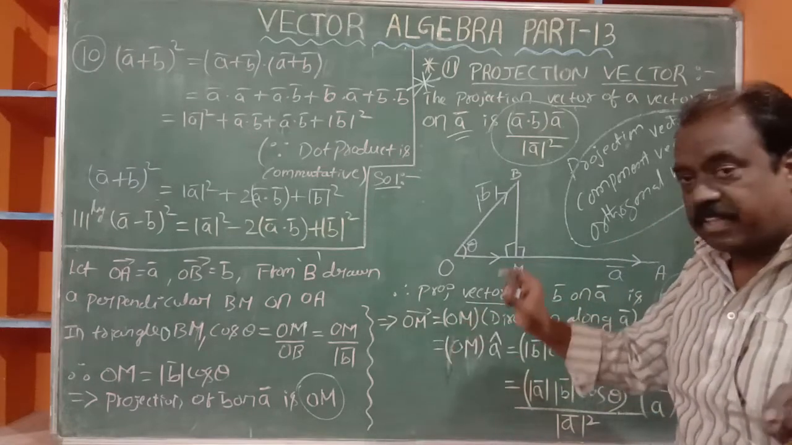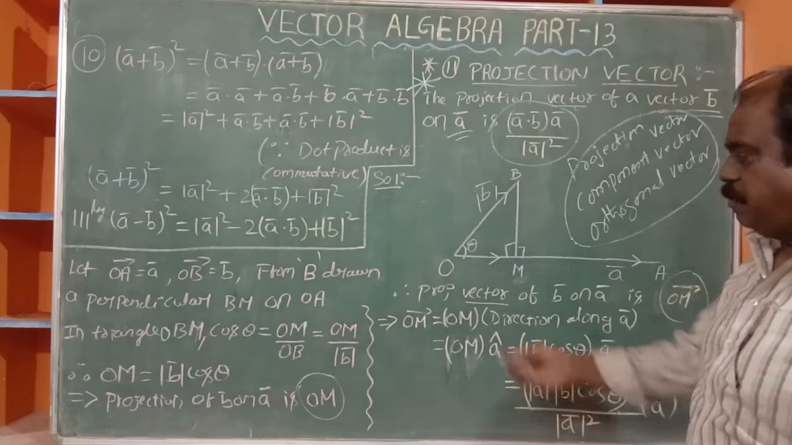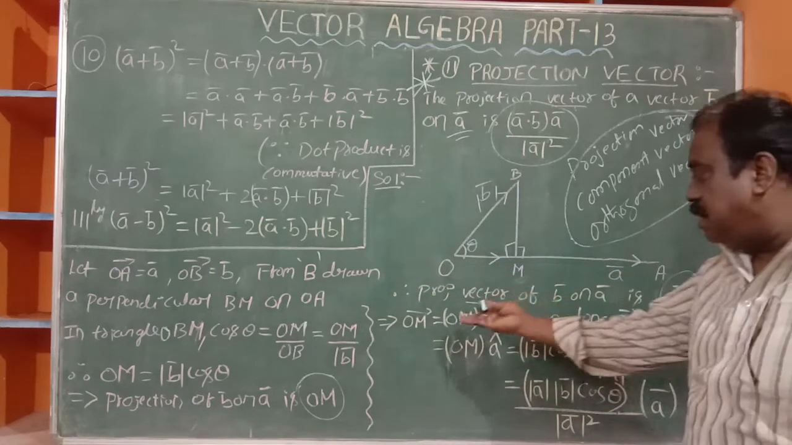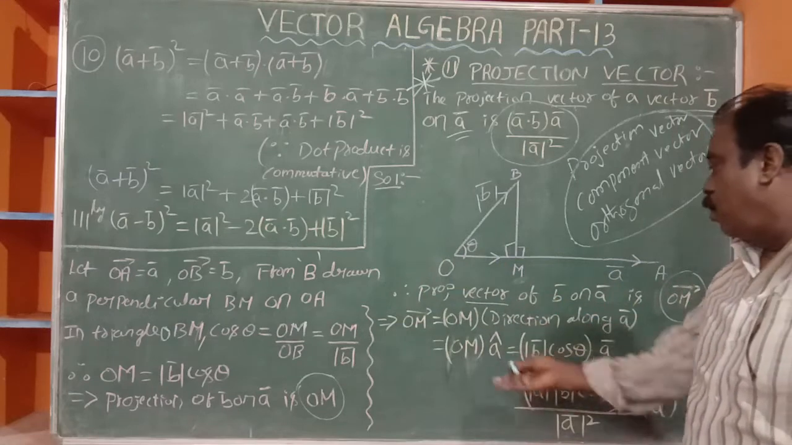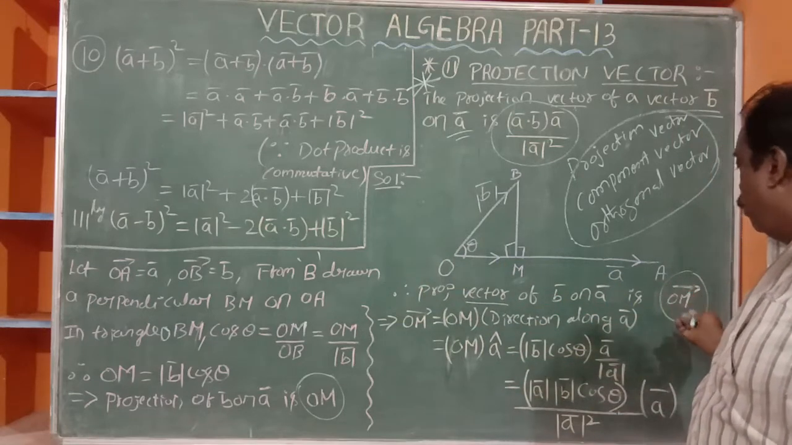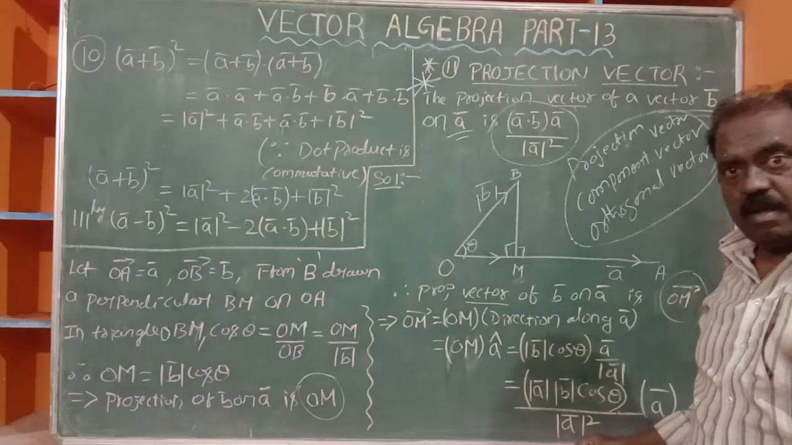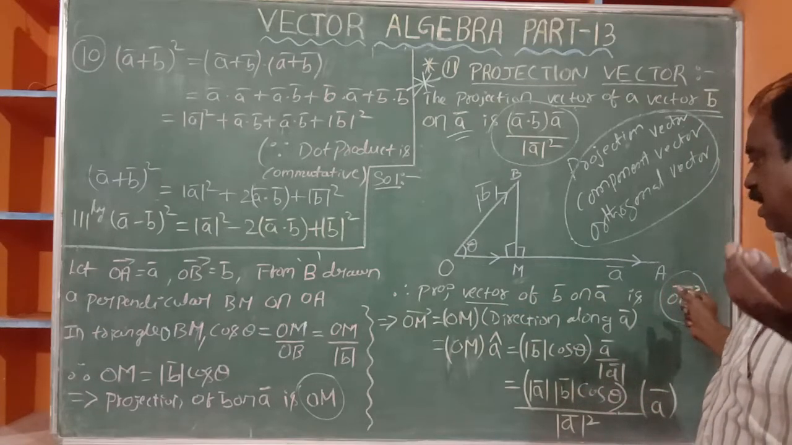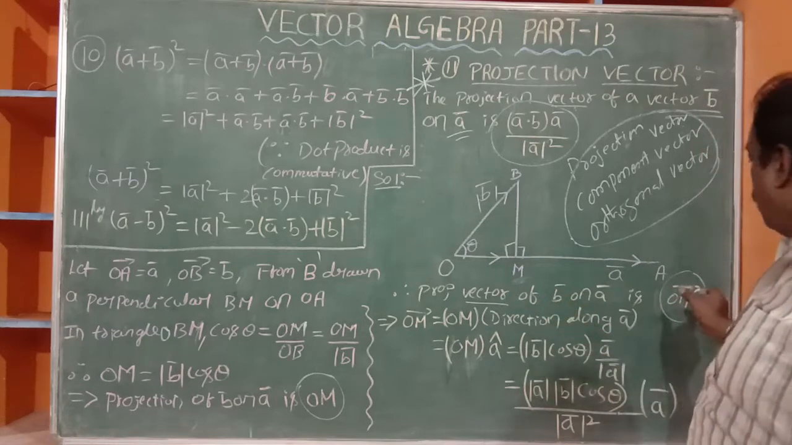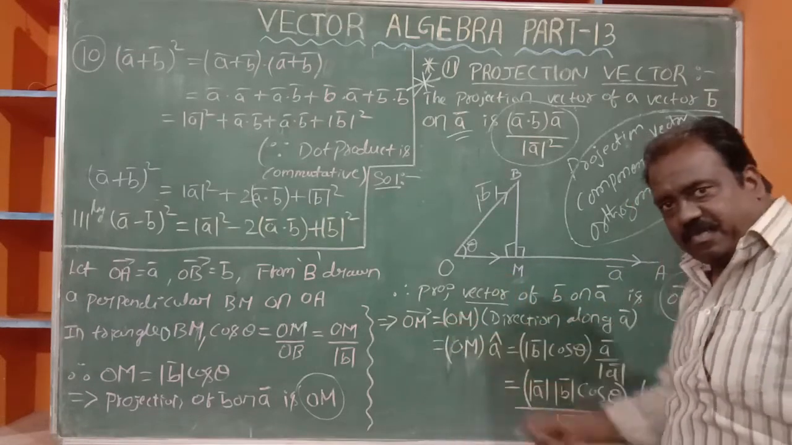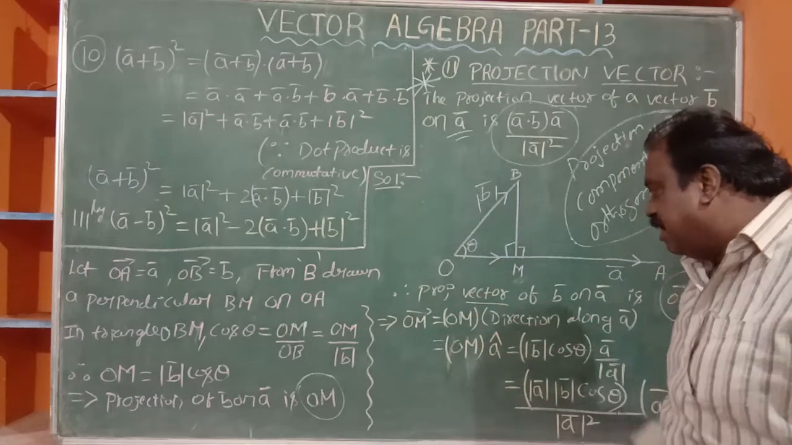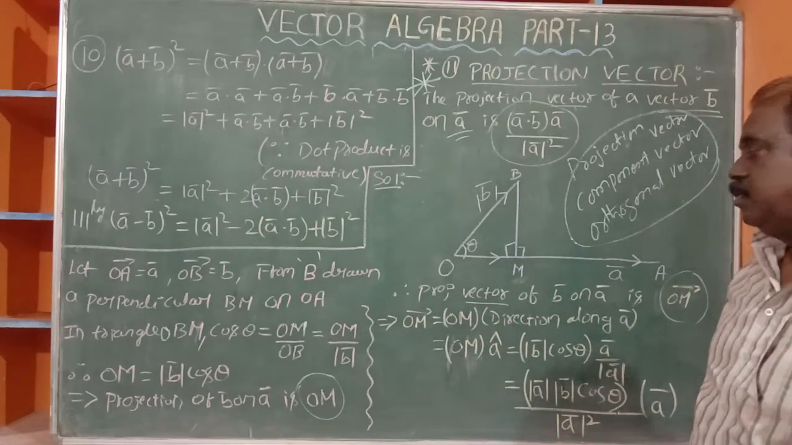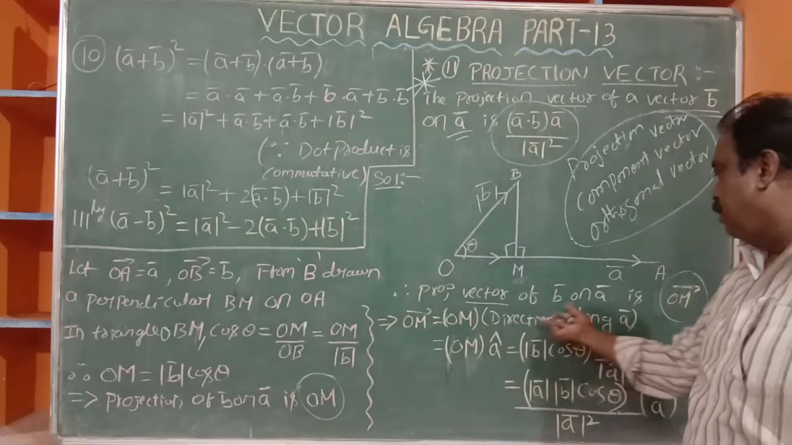Simply OM is a projection. What is the projection? We know it, modulus of B bar cos theta. So OM bar is equal to OM, length only I am taking. But try to understand it. Here is very, very important. A twist is there. We need OM bar. Vector we need it. That means magnitude into direction. Will you agree? Magnitude into direction.